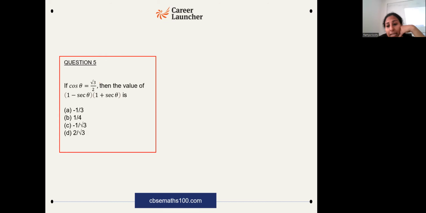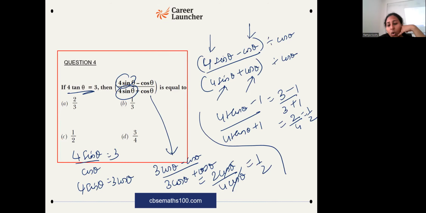There's a doubt in the previous question. Why did I take cos to divide? See, the reason I chose cos to divide is because I know the value of 4 tan theta. If I divide sine by cos, I will get tan, so I get the expression 4 tan theta for which I already have the value. Because of that thinking, I divided the numerator and denominator by cos theta.